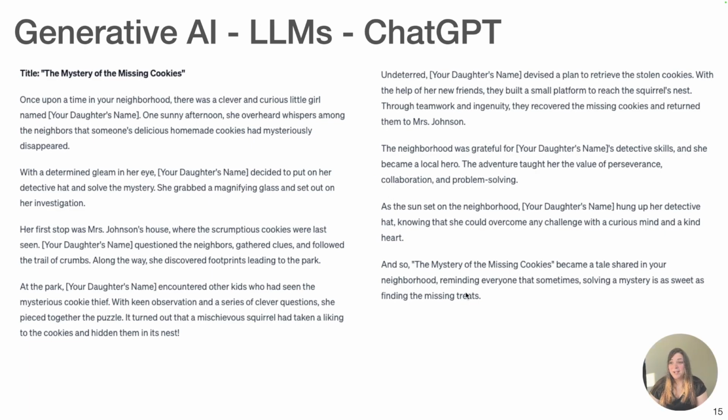So ChatGPT actually wrote the story, The Mystery of the Missing Cookies, and I really liked the story, and this is something I can totally read for my daughter. So once upon a time in your neighborhood, there was a clever and curious little girl named your daughter's name. One sunny afternoon, she overheard whispers among the neighbors that someone's delicious homemade cookies had mysteriously disappeared, and so on. So the little girl has to actually be a little detective and find who did it. So yeah, I thought it's really amazing.